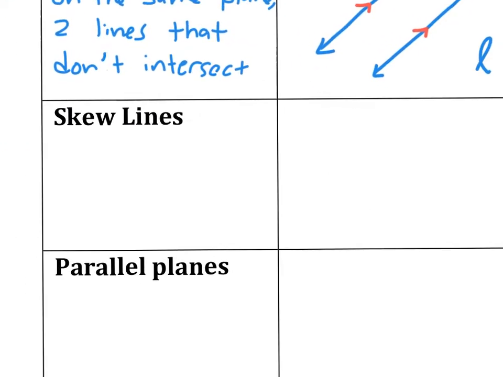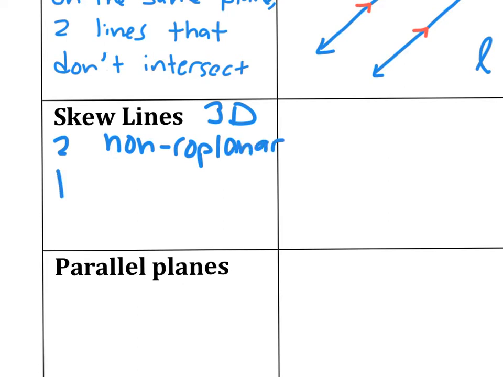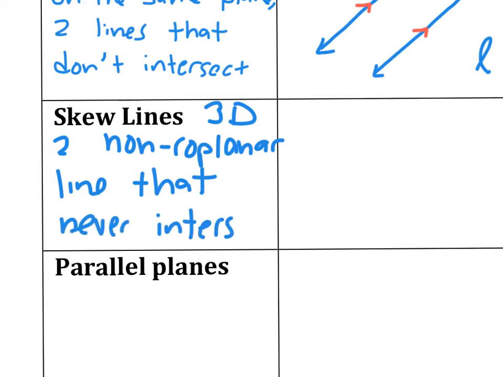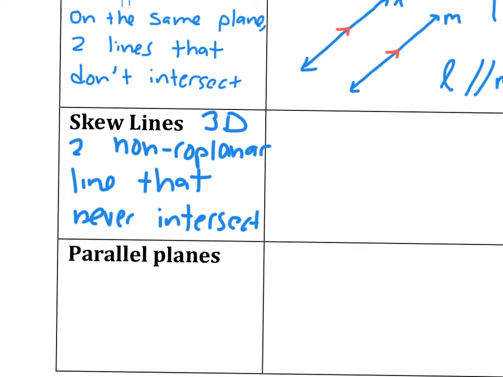Okay, the next are called skew lines, and this is 3-dimensional. As opposed to being on the same plane, they are 2 non-coplanar lines. Look at all that. 2 non-coplanar lines that never intersect. So how do you draw that puppy?